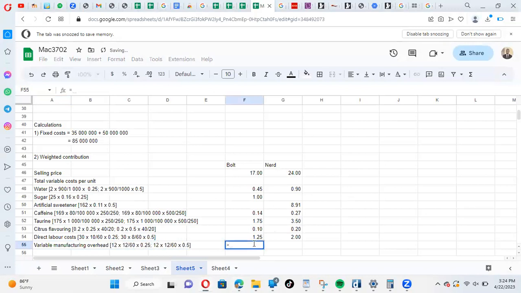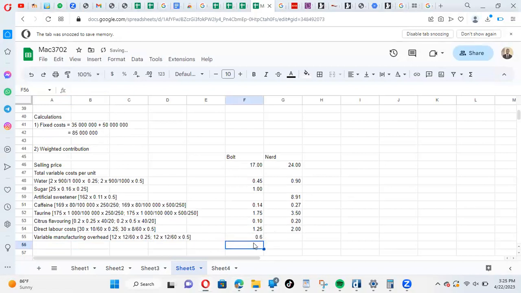Okay. 12 times 12 divided by 60 times 0.25. All right. 12 times 12 divided by 60 times 0.5. Right. I'm getting that. Looks correct. Are we together on that one? Yes. Okay.